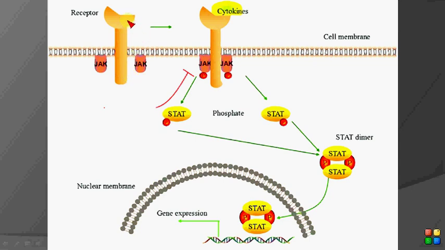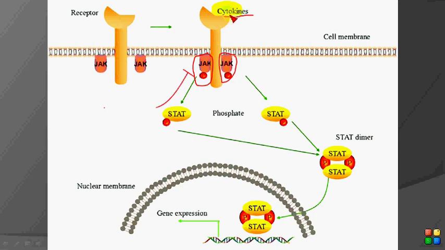So what happens, a ligand comes, and in this case the ligand is a cytokine, and when this cytokine binds with the receptor, it causes a conformational change in this receptor and induces the phosphorylation of these JAK molecules, or Janus kinase molecules. What are these molecules? These molecules are actually enzymes.